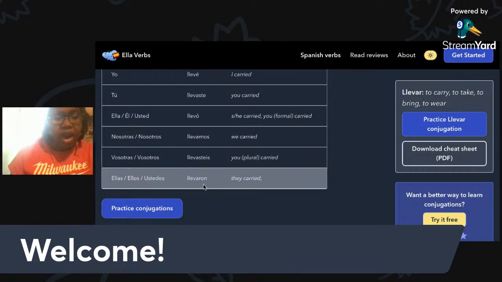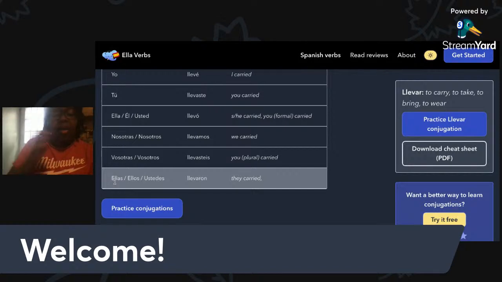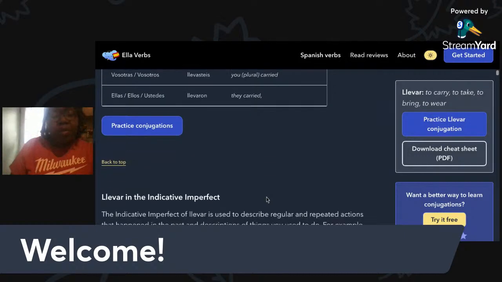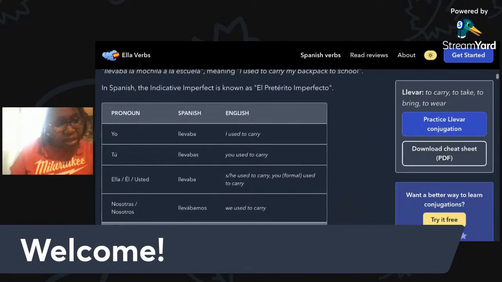And then you have llevarán for they. And the other one for plural is llevan. And for past tense, they carried, llevaron, disculpa. Llevaron, pardon. Okay? Ooh. So we have present and past. Let's see, what is this? Future?